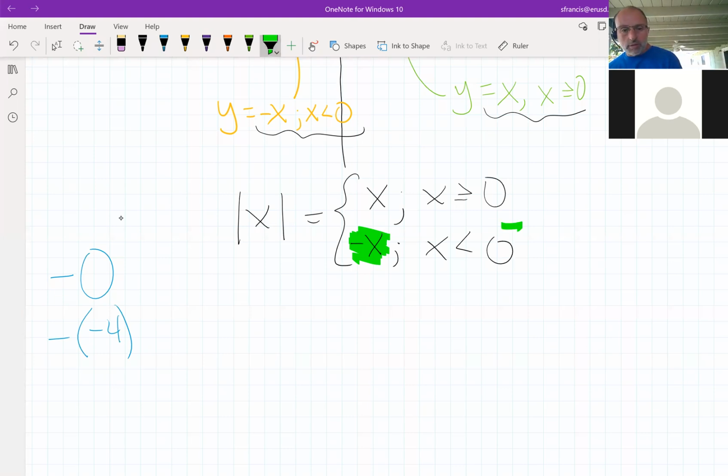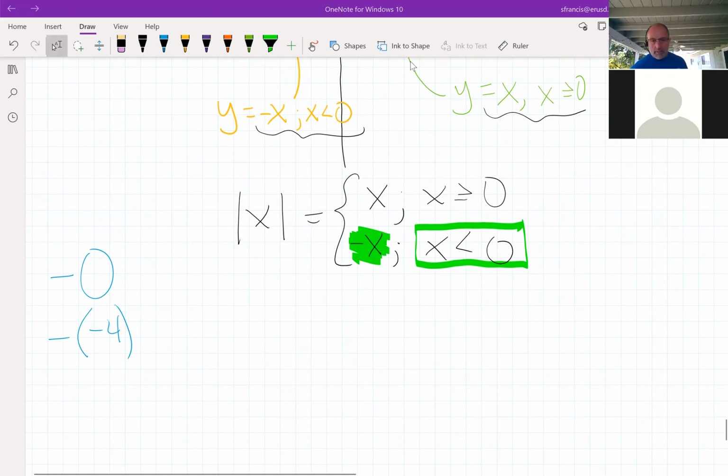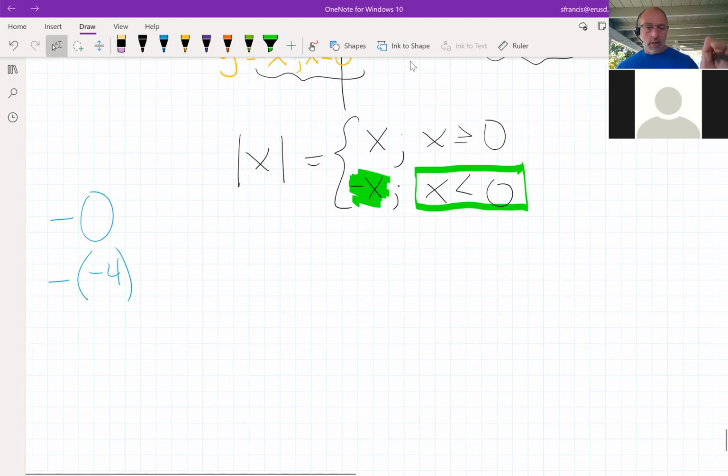Look at this side over here. This side over here tells you already that x itself is negative. And if x is already negative, then taking the opposite of x means you're talking about a positive number. And that's the way you have to think about this.